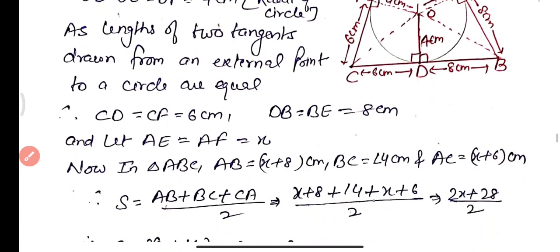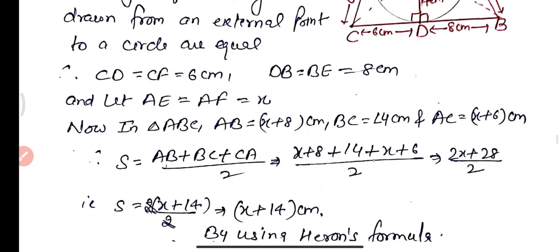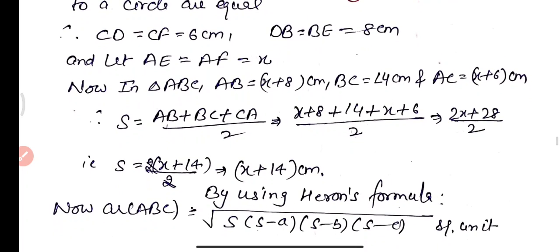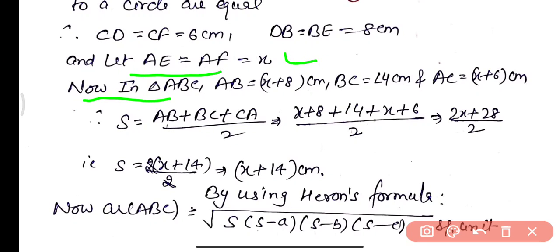As we are given CD equals CF equals 6 cm and BD equals BE equals 8 cm, that is, the lengths of tangents drawn from an exterior point to the circle are equal. So let AE equal AF equal x. Now in triangle ABC, we have side AB as x plus 8 cm, BC as 14 cm and AC as x plus 6 cm.